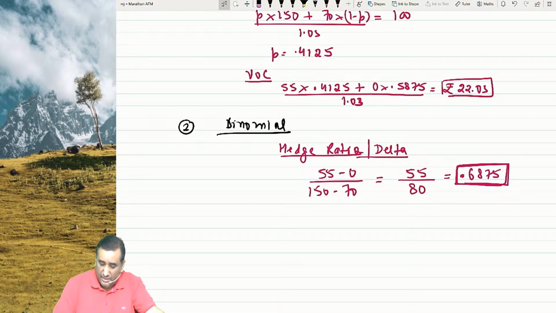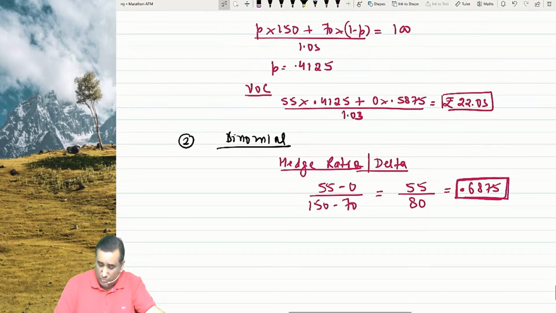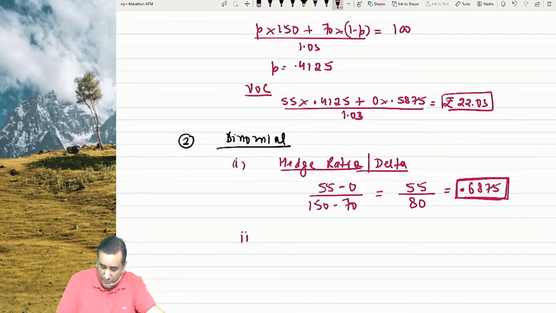Now, once you find the hedge ratio, do this only when the same question is asking for both methods. This was the first part I did. Second part, let me find the payoff at maturity.